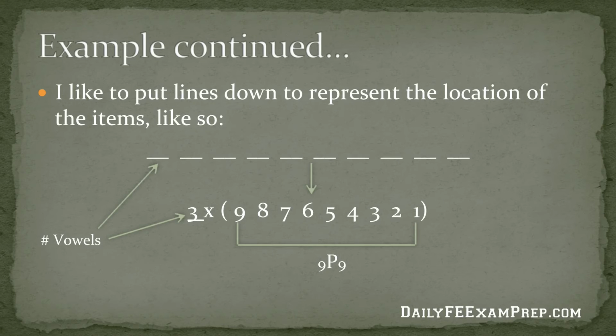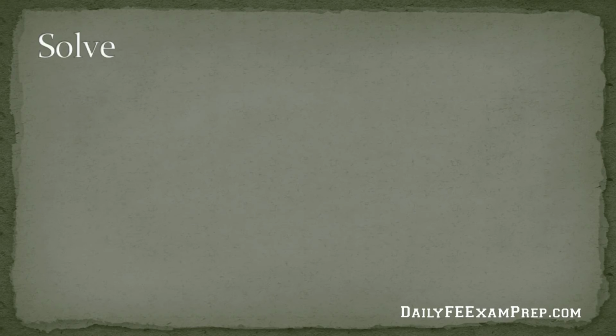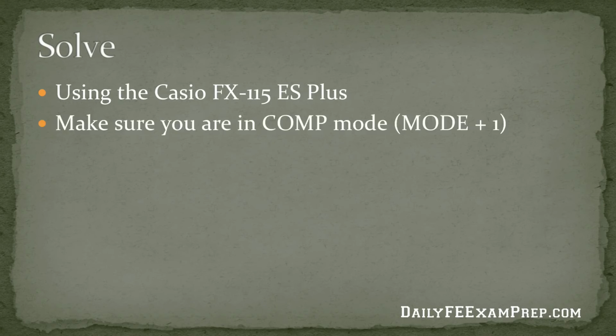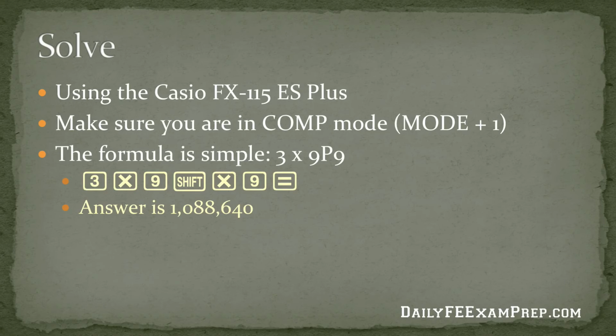So if you break that down, we have 9P9. Our permutation value of n is equal to 9 and r is equal to 9. Then we multiply that out 3 times, once for each vowel that we're using in the first spot. Think about that and make sure it makes sense. Now if we do this using the Casio FX-115ES Plus, first we need to make sure that we're in COMP mode. So just hit the mode button and then hit number 1 to get into COMP mode. Next, the formula is pretty simple.